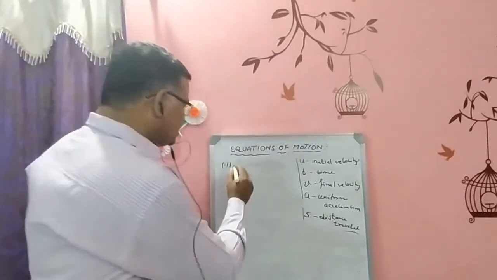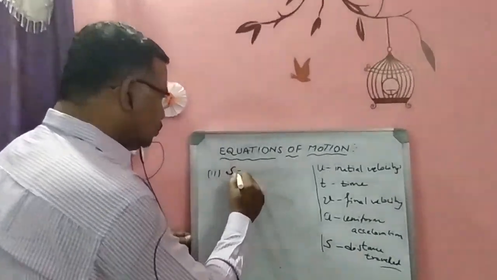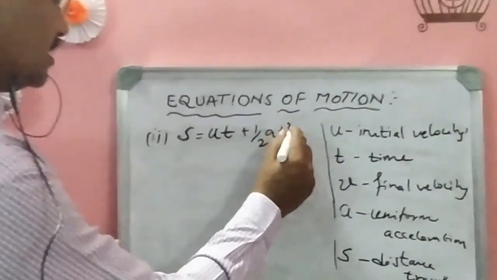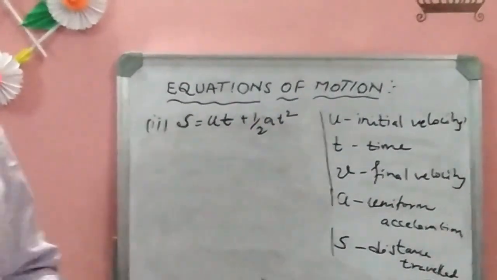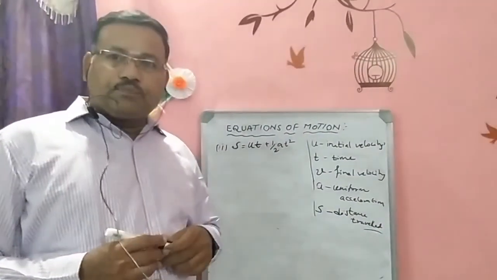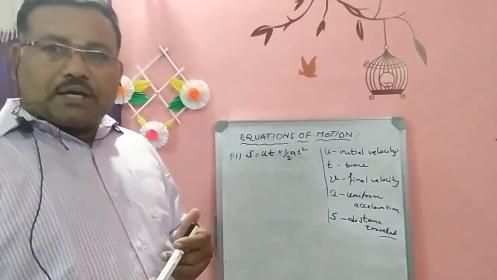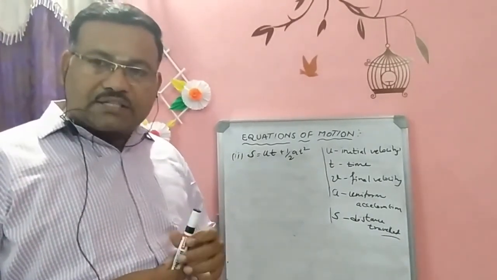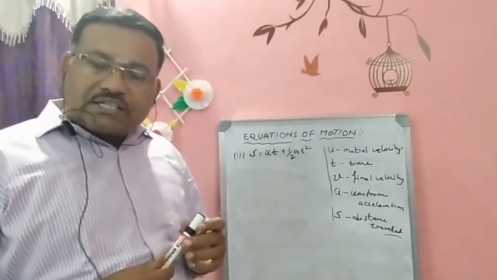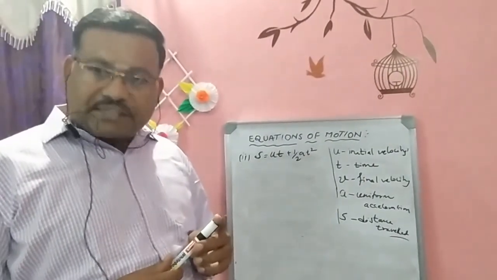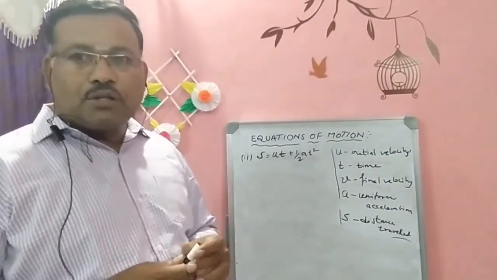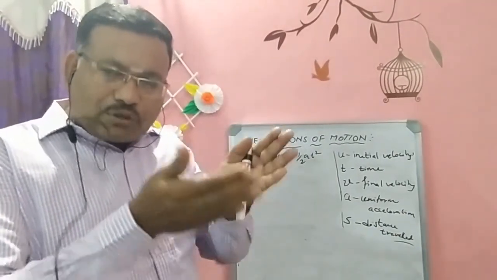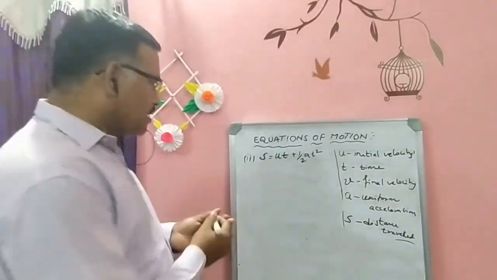Now the second equation is s is equal to ut plus half at square. This is the second equation. The second equation we can easily derive by the method of simple division. You know what is the formula for velocity? The formula for velocity is distance traveled by time, otherwise displacement by time. Velocity equal to distance traveled by time. So distance traveled is equal to velocity into time.